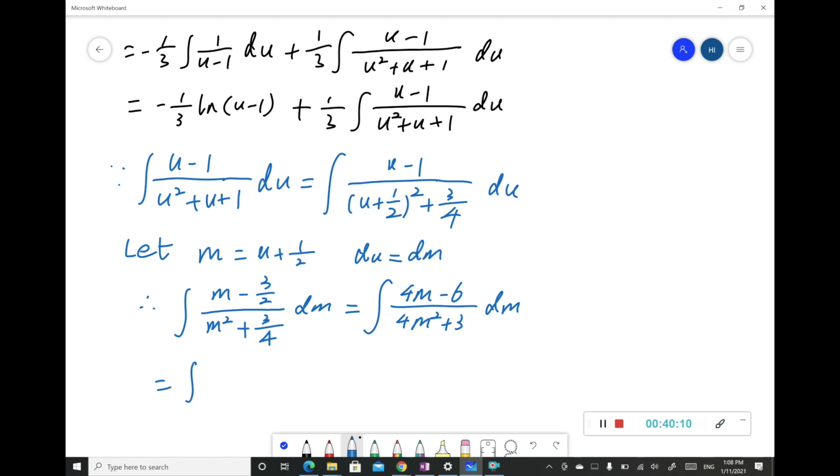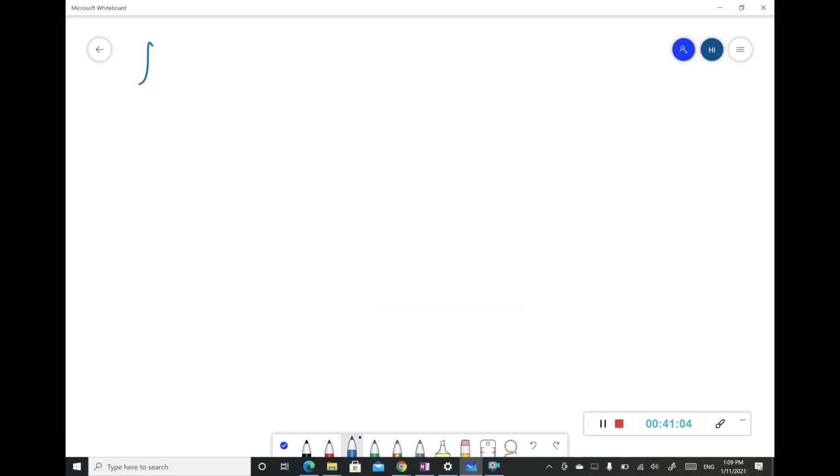We could change it to 2 items. The first one is the integral of 4m divided by 4m squared plus 3 dm, minus the integral of 6 divided by 4m squared plus 3 dm. And the first item, 4m divided by 4m squared plus 3 dm.